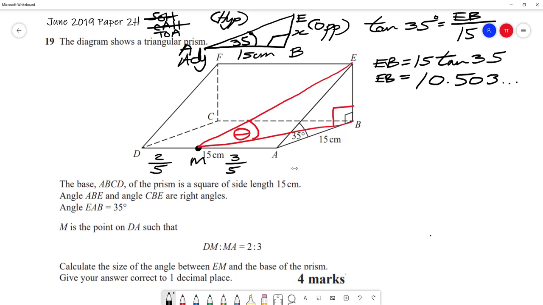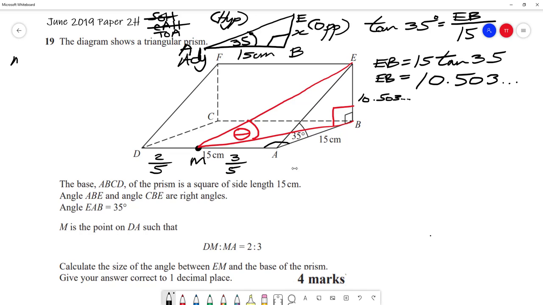So we've got EB now, which is 10.503. But what we do need to know now is what this length MB is. Well, what we have is the base of this triangular prism is a square. Now we know that all the corners of a square is a right angle. So what we have here is another right angle triangle, MAB. So what we need to do is work out the distance MA.